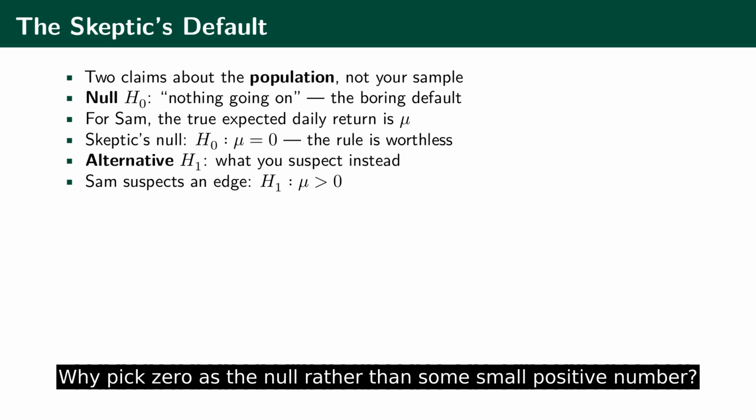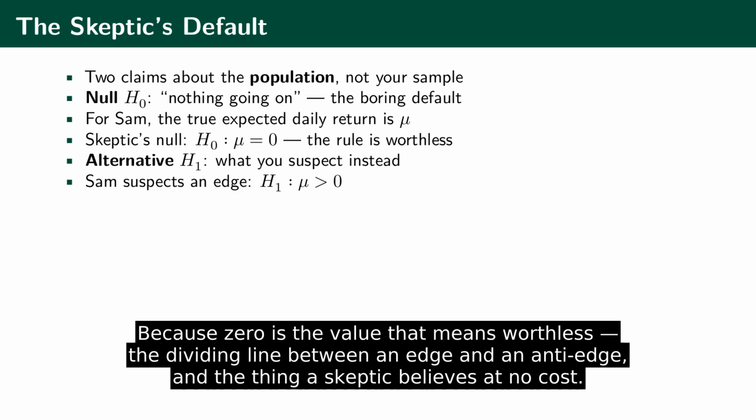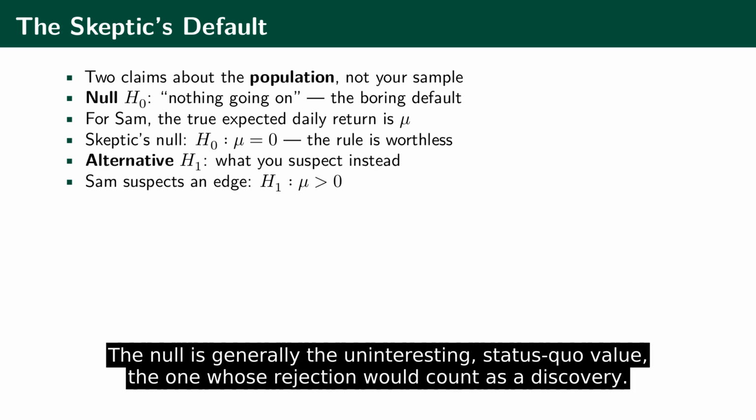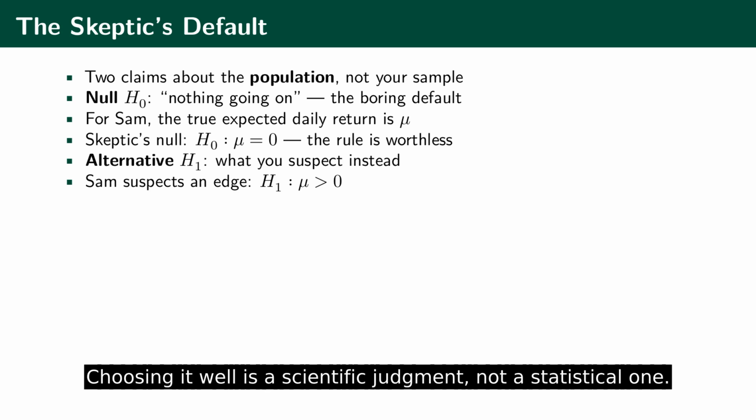Why pick 0 as the null rather than some small positive number? Because 0 is the value that means worthless, the dividing line between an edge and an anti-edge, and the thing a skeptic believes at no cost. The null is generally the uninteresting status quo value, the one whose rejection would count as a discovery. Choosing it well is a scientific judgment, not a statistical one.